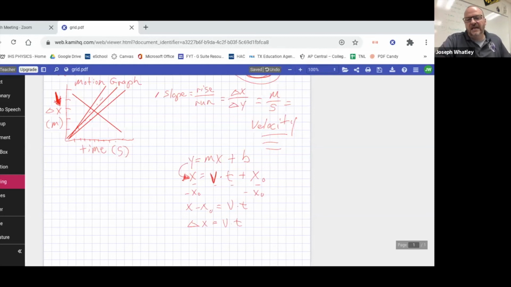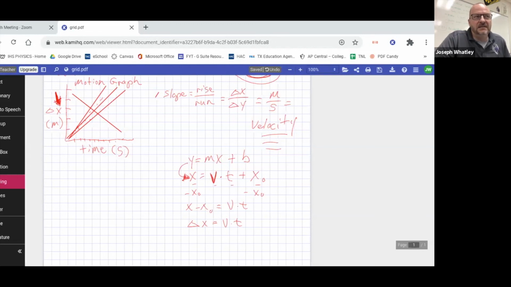Final minus initial would be delta x is equal to v times t. So now we've taken an equation, y equals mx plus b, our geometry equation, and we've turned it into our physics equation. Delta x is v times t. And that's just saying my displacement will be equal to my velocity times time.